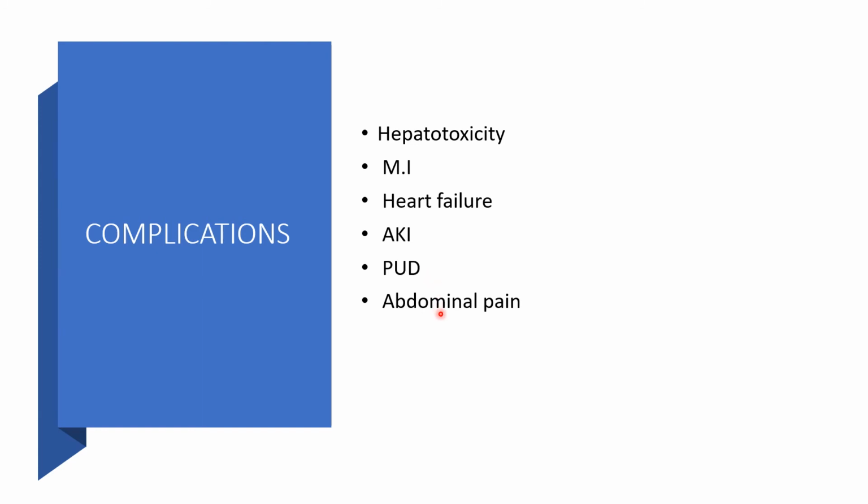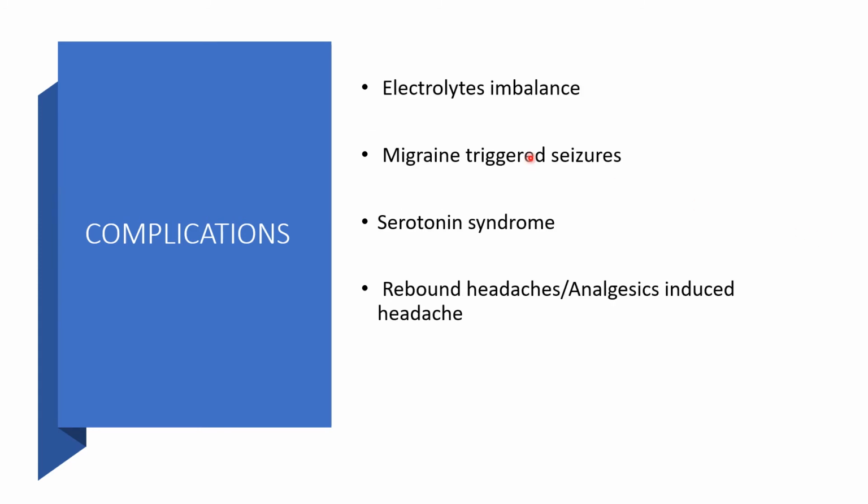Maybe abdominal pain. We have to be sure it's not abdominal migraine, although we'll delve deeper into that in a bit. Maybe electrolyte imbalance. Migraine triggers seizures, so they can come down with seizures triggered by the migraine. Serotonin syndrome from medications they are taking. Then medication overuse headaches or analgesic-induced headache.